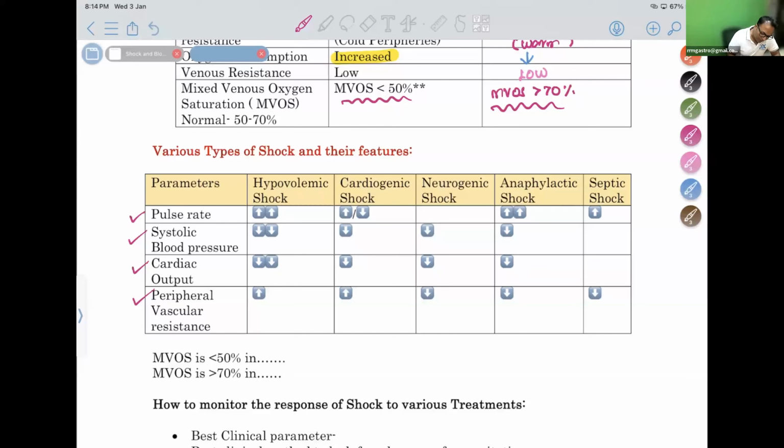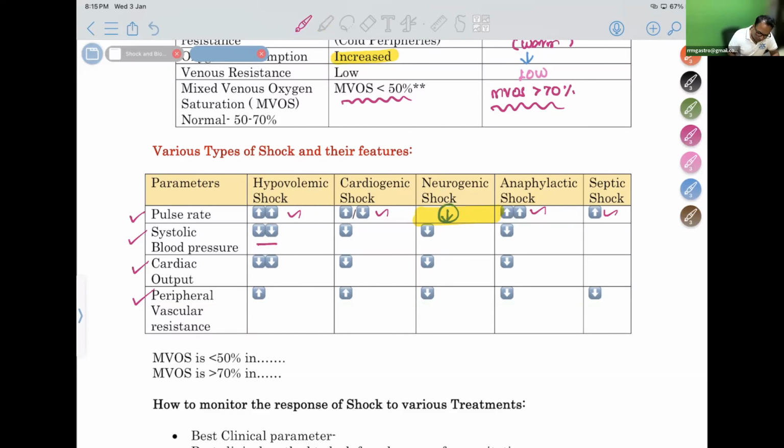So what about the pulse rate? Please remember, pulse rate is increased in all the shocks except one shock, where pulse rate is decreased. This is a repeat MCQ. In which shock is pulse rate decreased? Neurogenic shock. Since in neurogenic shock, because of the severe vasovagal response, the patient goes into bradycardia. So this is very important. In all shocks pulse rate increases, except neurogenic shock, where pulse rate decreases.